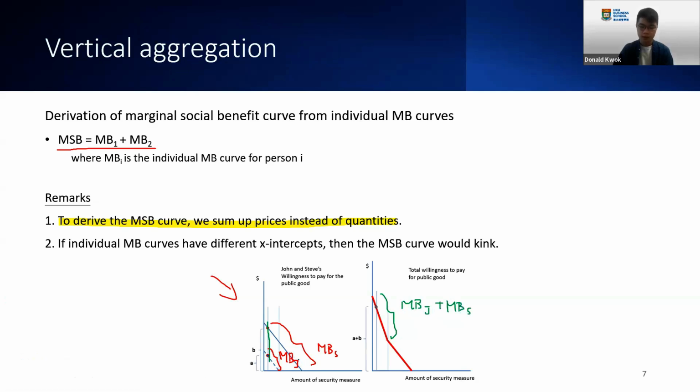However, when the quantity is large, let's say at this level, John no longer perceives the public good with a positive value, only Steve does. So when the quantity is large, we just need to take into account the individual benefit expression of Steve. As we have different expressions of the marginal social benefit curve at different quantity ranges, the marginal social benefit curve would kink. To conclude, if individual MB curves have different x-intercepts, then the marginal social benefit curve would kink. So that's the recall part of horizontal and vertical aggregation.